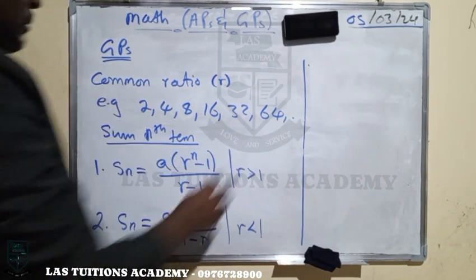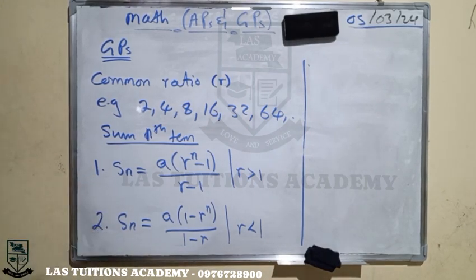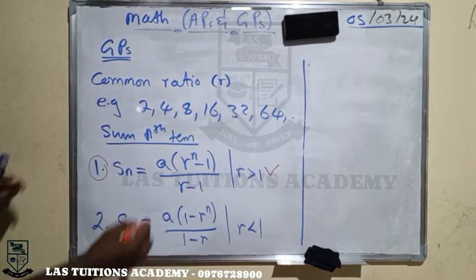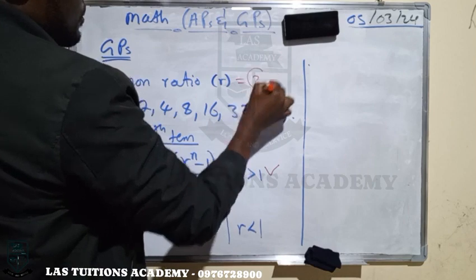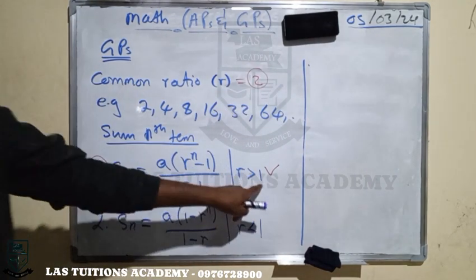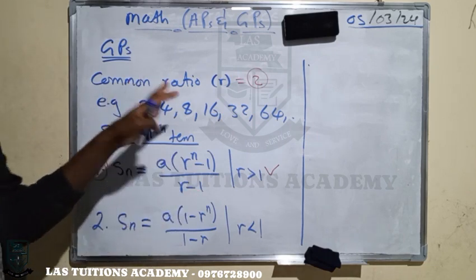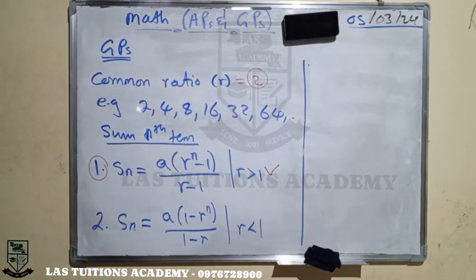So now for this example, which one do we use? Do we use 1 or 2, in case we want to sum up some terms? We use the first one. Why? Because the common ratio is greater than 1. Great. I hope everyone understands. So we are going to use this one because our R is 2. Because 2 is greater than 1, we are going to use this formula if we are to sum up some terms here in this case.